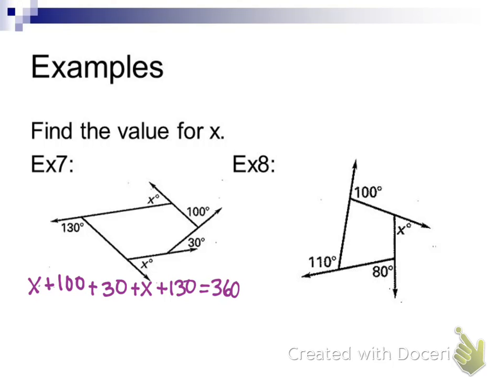Do you guys know how to solve for x here? Yeah, you have to combine like terms. So 1x plus 1x is 2x. And then we have 100, 30, and 130, all on the same side of the equal sign. So you can add those. You get 260. And that still equals 360.